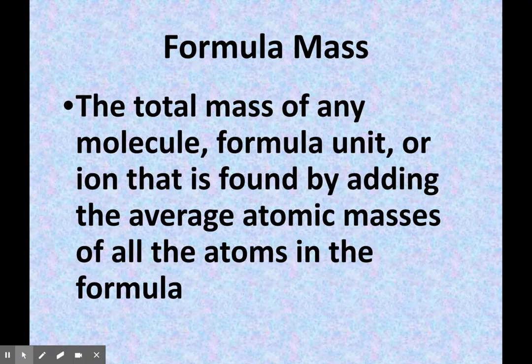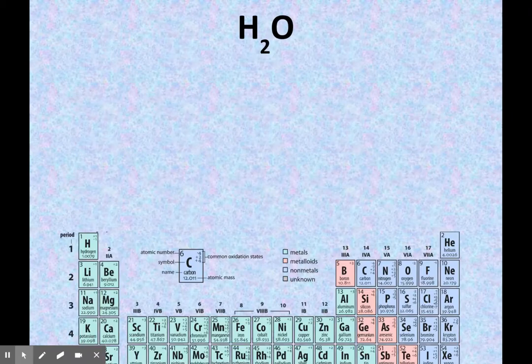Formula mass is taking a formula that you've been given and adding the mass of all the atoms in that formula together. And that will give us the atomic mass, or we'll be using the atomic mass unit for those formulas. So we'll look at water as an example.